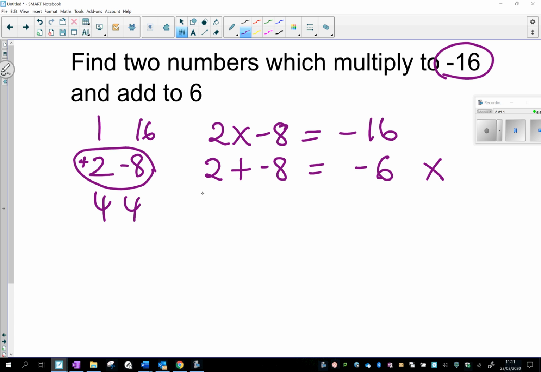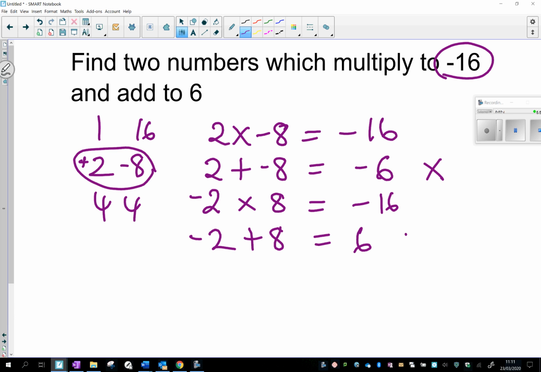If we do it the other way round though, so if we have -2 for that one and 8 for that one, they still multiply to make -16, but if we add them, -2 add 8 comes out as 6, which is correct. So the two numbers in this case are -2 and 8.